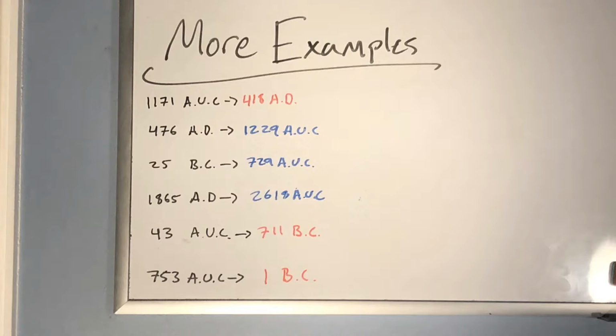The final two are A.U.C. to B.C. conversions. So we have 43 A.U.C. You take that and subtract it from 754, and 754 minus 43 gives 711 B.C. And finally, 753 A.U.C. Since this is equal to 753 or less than 753, you still have to subtract this from 754. So 754 minus 753 A.U.C. is just a nice even 1 B.C.